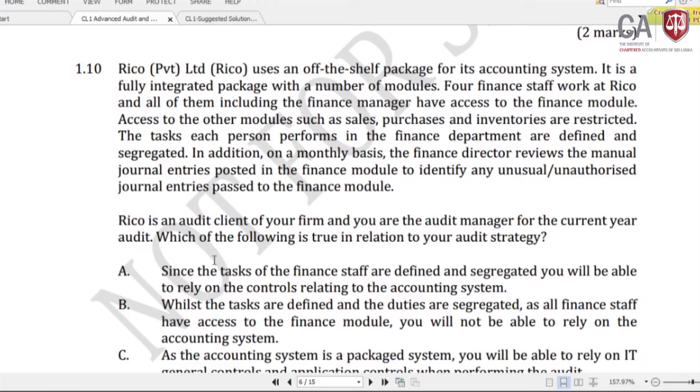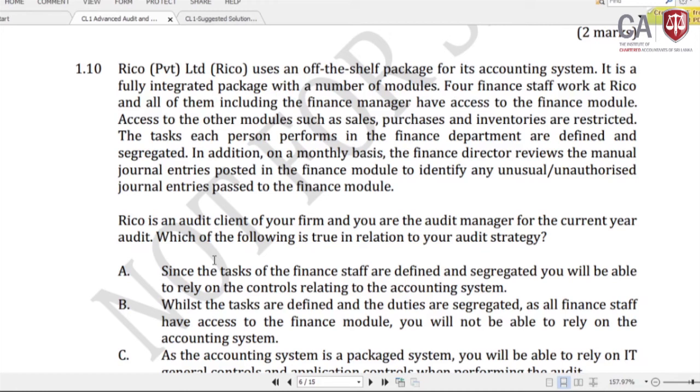The tasks each person performs in the finance department are identified and segregated. In addition to the monthly sales, the finance director reviews the manual journal entries posted in the finance module to identify any unusual, unauthorized journal entries passed in the finance module. Rico is an audit client of your firm, and you are the audit manager for the current year. Which of the following is true in relation to your auditing strategy?